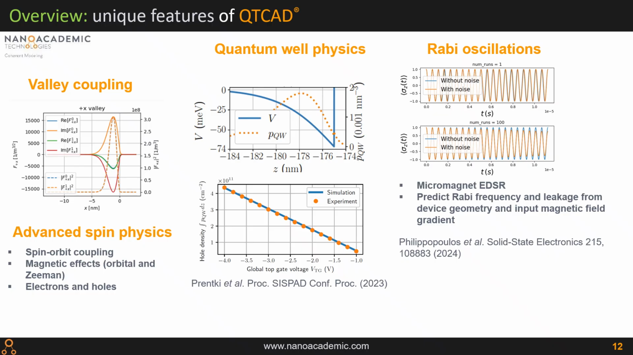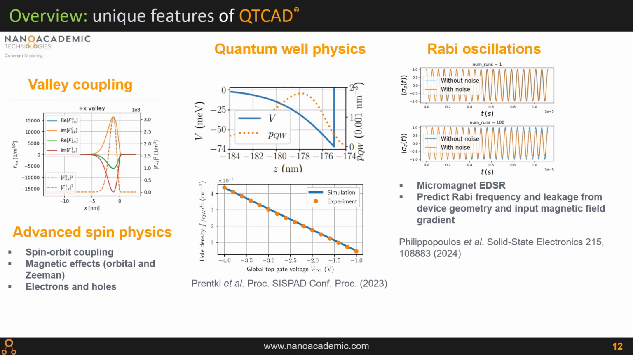The spin qubit modeling package of QTCAD also includes many more advanced features that are needed for specialized calculations that determine the key figures of merit of spin qubits. We have a valley coupling calculation tool based on multi-valley effective mass theory. This is especially important to describe spin qubits based on electrons in silicon quantum dots. We have several advanced spin physics modules, such as spin-orbit coupling, magnetic effects, including orbital and Zeeman effects, and these are coded for both electrons and holes.